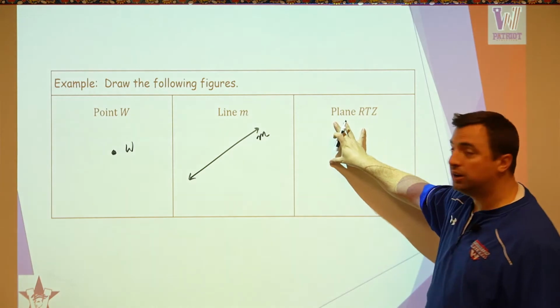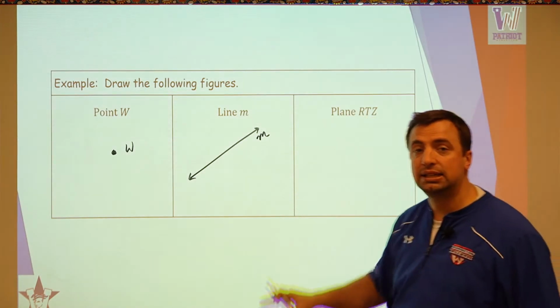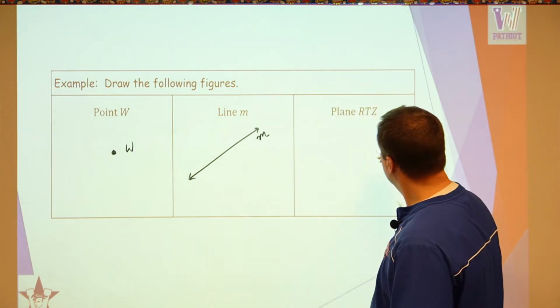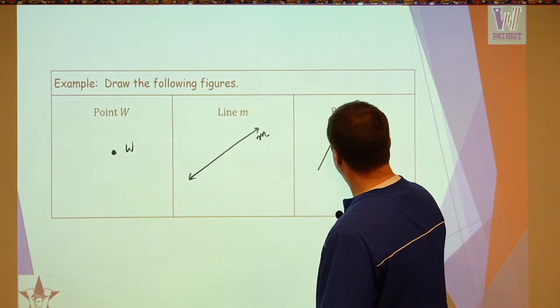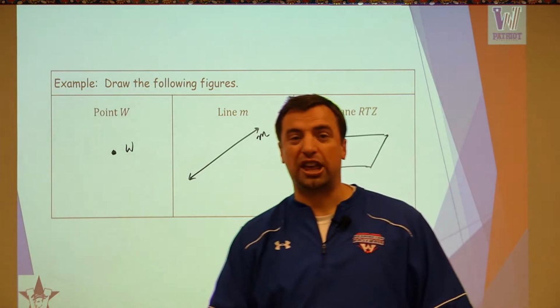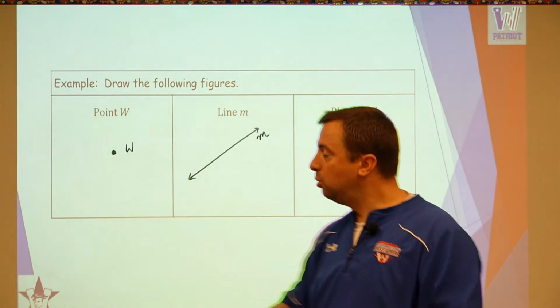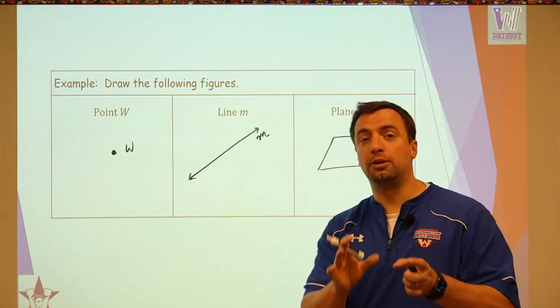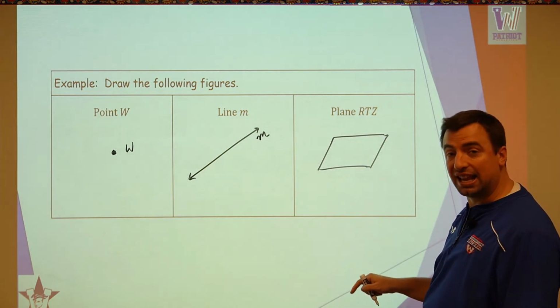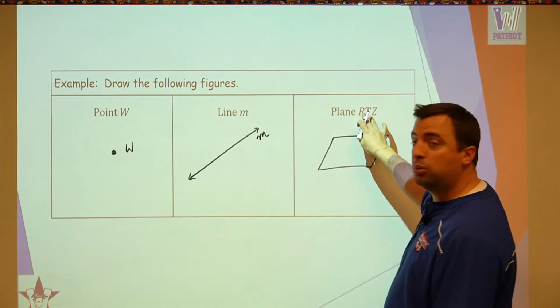Now we come to our third one, and it says we need to draw a plane RTZ. Well, we've got to draw a plane. So let's just draw this kind of slanted rectangle. You know, in geometry, we're going to learn that we call that a parallelogram. But we'll call it a slanted rectangle because we haven't learned about parallelograms yet. Okay? So we've got our parallelogram or slanted rectangle. And now we just need to name it.